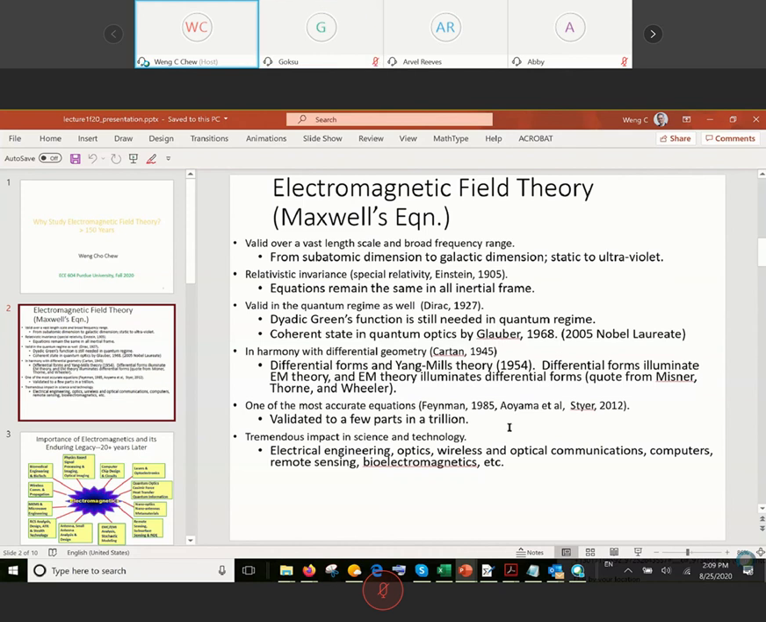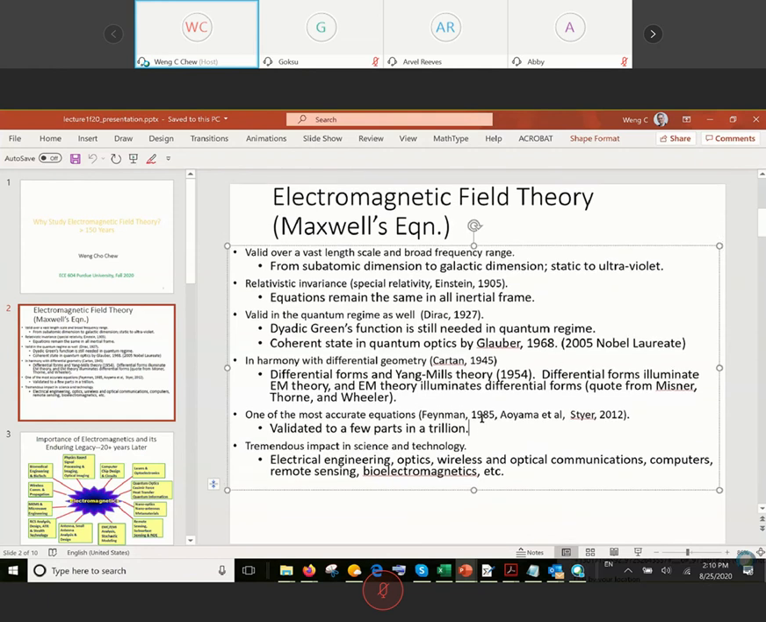There's a third point. The fourth point is that Maxwell's equations are valid in the quantum regime as well. And that was proved by Dirac in 1927. Many of the things that we do in classical electromagnetics, like Dirac-Green's function, are still valid in the quantum regime. And for instance, coherent state in quantum optics won Roy Glauber a Nobel Prize in 2005. Furthermore, you can connect Maxwell's equations and electromagnetic theory with differential forms in Yang-Mills theory, and I won't elaborate on this. Also, electromagnetic theory has been validated to a few parts in a trillion recently, and it has tremendous impact in engineering, as you can see.